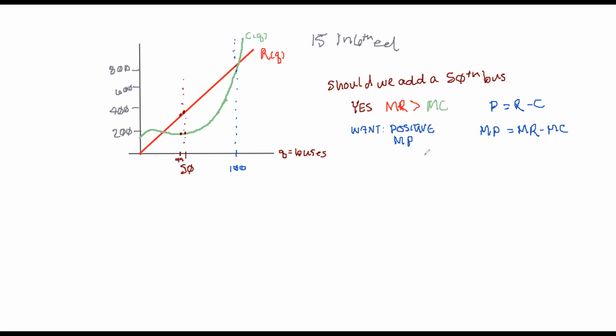Thus, we want to make sure that our marginal revenue is greater than our marginal cost, so that marginal revenue minus marginal cost is greater than zero. Everybody cool with that? Yes. Awesome.